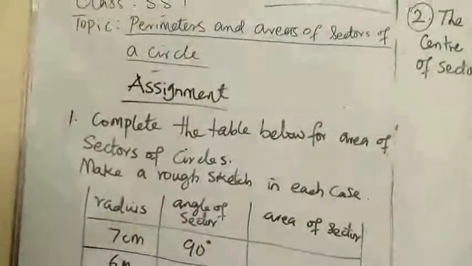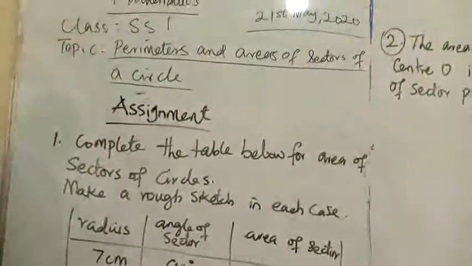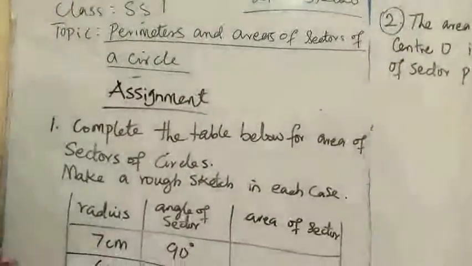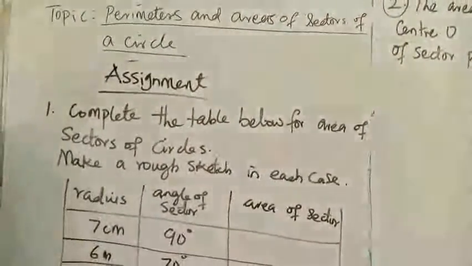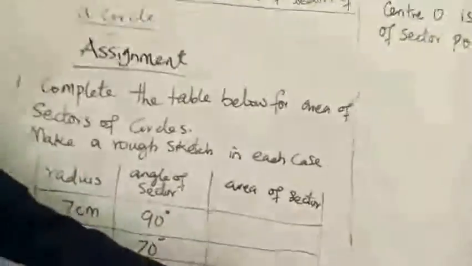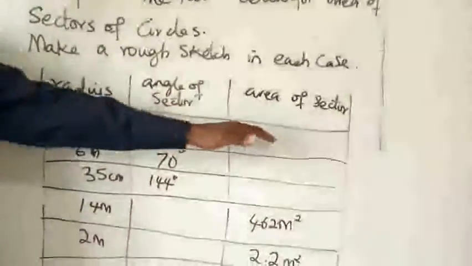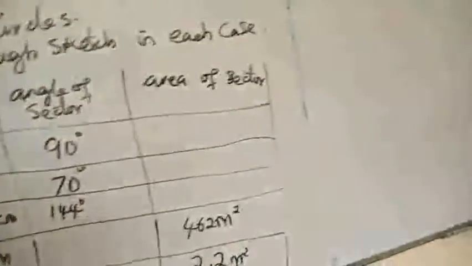The end of the class. This is going to be an assignment. You have to complete this table we have on the board for area of circles. Please show working. Don't just fill in the blank spaces for me. You have to show me how you got your answers.